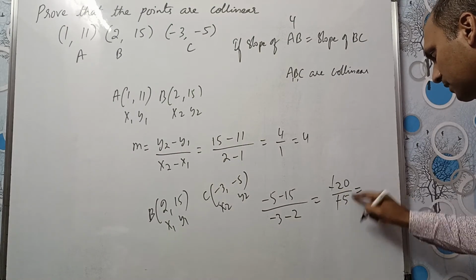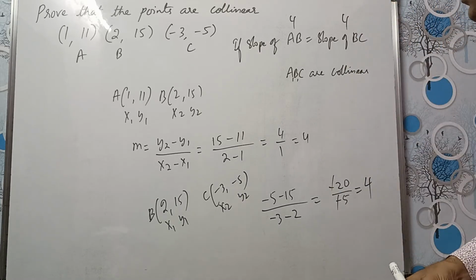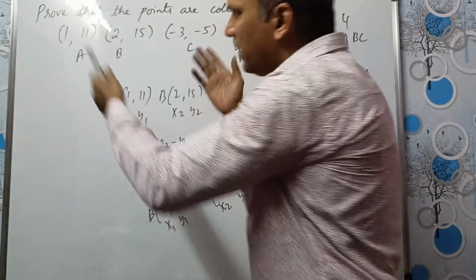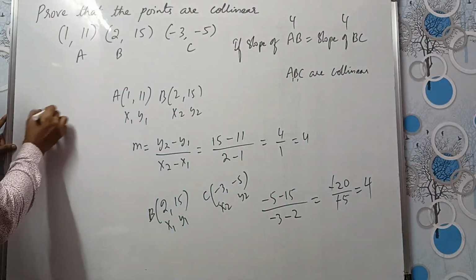Minus minus will get cancelled. 20 by 5 is equal to 4. So slope of this is also equal to 4. You take AC and find the slope. It will be same. Okay, let us find the slope of AC.